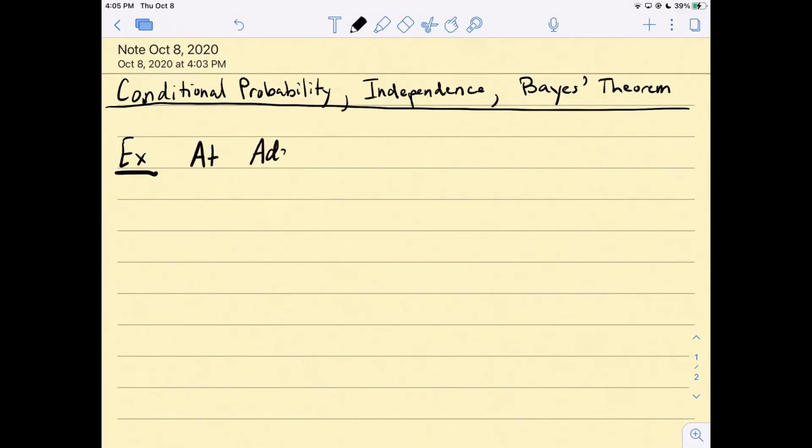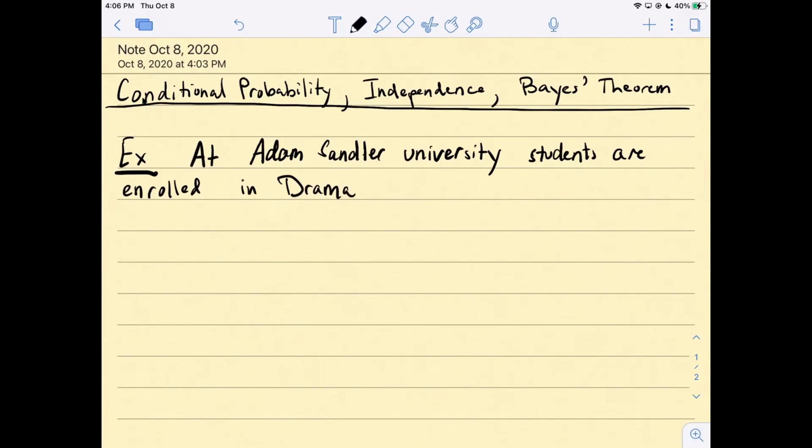So at Adam Sandler University, students are enrolled in drama or comedy, but not both, according to the following table.